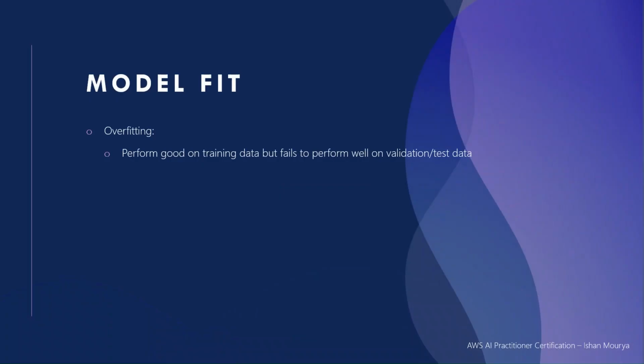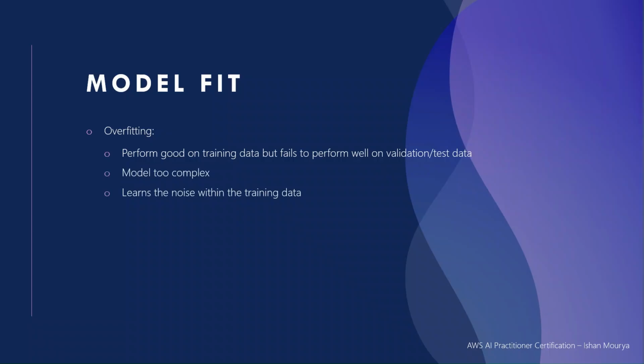Overfitting is when the model performs well on training data, but fails to perform on validation and test data or real world data. Okay. So it somehow got too involved with the training data. This generally happens when your model is too complex. That means it is learning the noise within your training data.